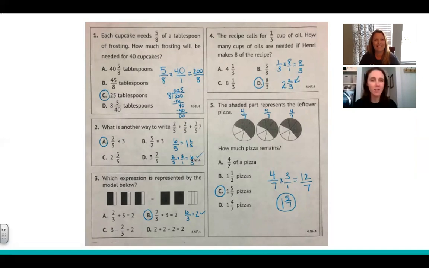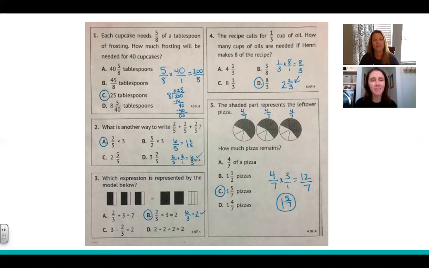Ooh, number 1, baking. A lot of us have been baking during this time. So each cupcake needs 5/8 of a tablespoon of frosting. The word each means we need to multiply. So how much frosting will be needed for 40 cupcakes? So 5/8 times 40. Notice we set it up just to multiply straight across. You put that 1 on the bottom. So 5 times 40 is 200, and then 8 times 1 is 8.